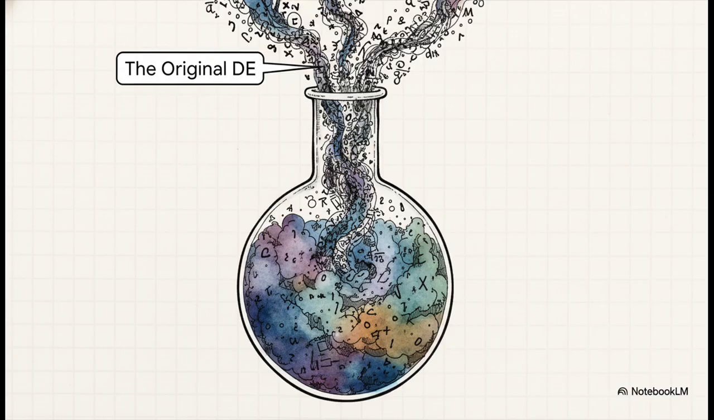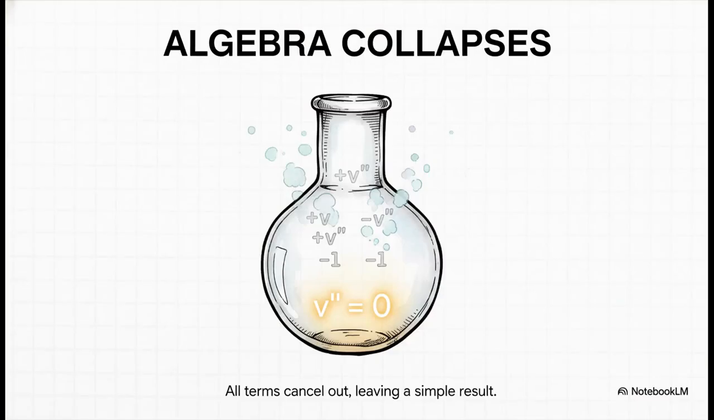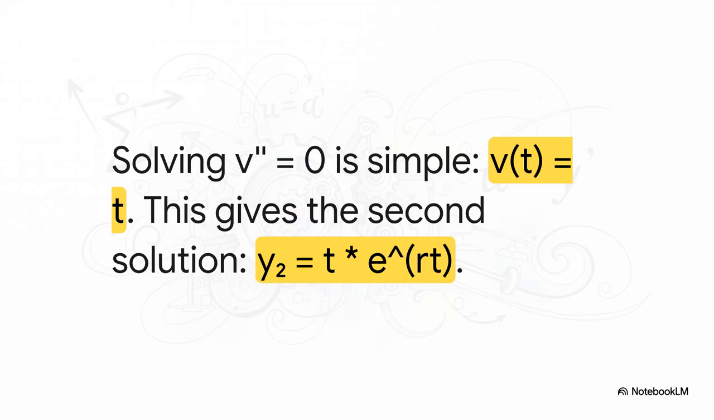Now it looks like a total mess at first, but just watch. And this is just perfect. It shows you the real power of the method. After you distribute everything and collect all your terms, the whole thing just collapses. The terms with v vanish, the terms with v prime vanish, and you're left with this incredibly simple equation, v double prime equals 0. And I mean, solving v double prime equals 0 is about as easy as it gets, right? You integrate it twice, that gives you v of t as some constant times t, plus another constant.